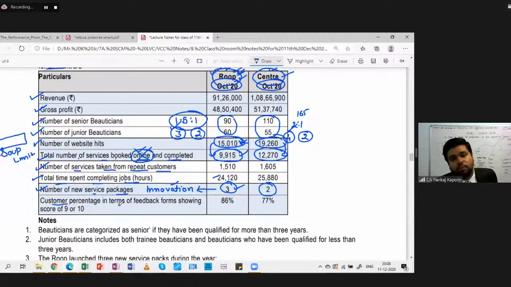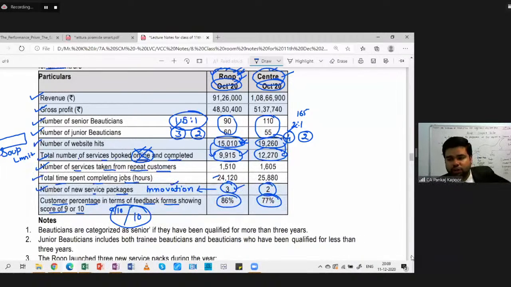Further, the customer percentage in terms of the feedback form showing a score of 9 and 10. How many customers give a score of 9 or 10 out of 10? There are 86% customers in the case of the group, but only 77% in the case of the rest of the sector. Hence, customer satisfaction is high in the case of the group. The quality of service provided by the group is obviously higher in comparison to the other center. And quality is also one of the determinants under the dimension block of the building block model.